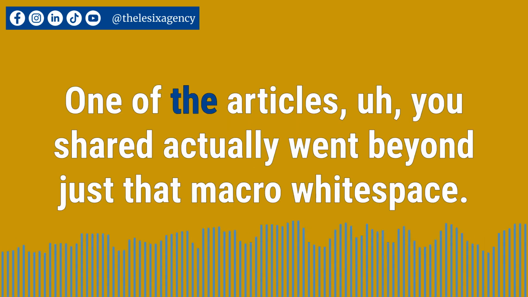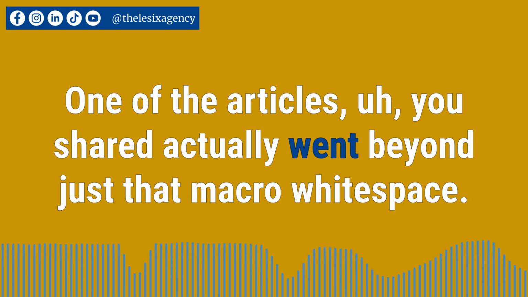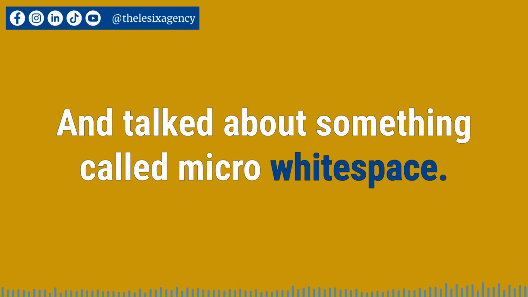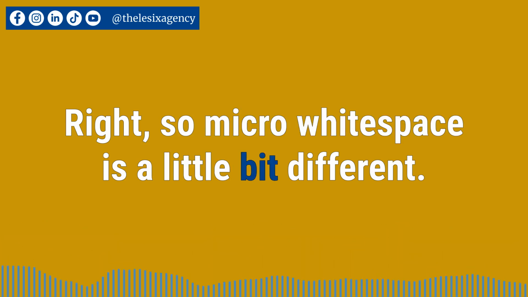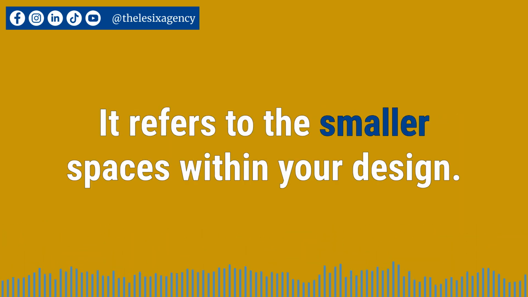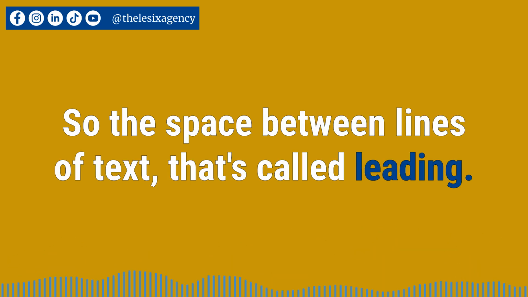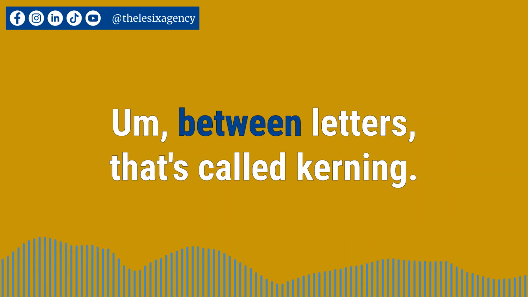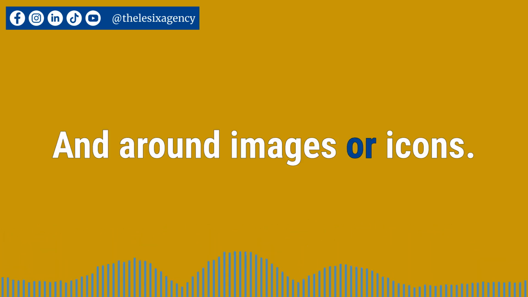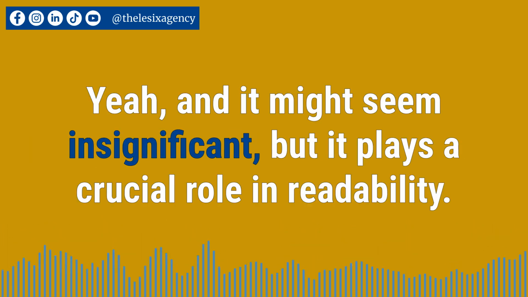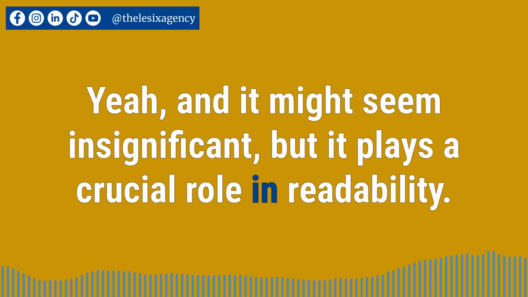One of the articles you shared went beyond macro white space and talked about something called micro white space. Micro white space is a little bit different. What's the difference? It refers to the smaller spaces within your design. So the space between lines of text, that's called leading. Between letters, that's called kerning. And around images or icons. So it's all the little details. Yes, and it might seem insignificant, but it plays a crucial role in readability.